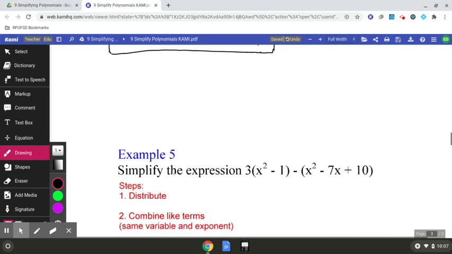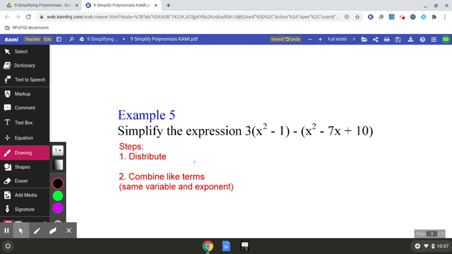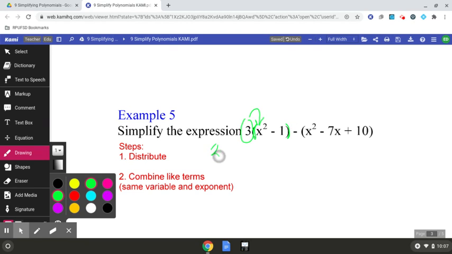Okay, so again, same exact type of question. Distribute, combine like terms. So we are in the first parenthesis going to distribute the 3. So 3 times x squared is 3x squared. And 3 times a negative 1 is a negative 3.